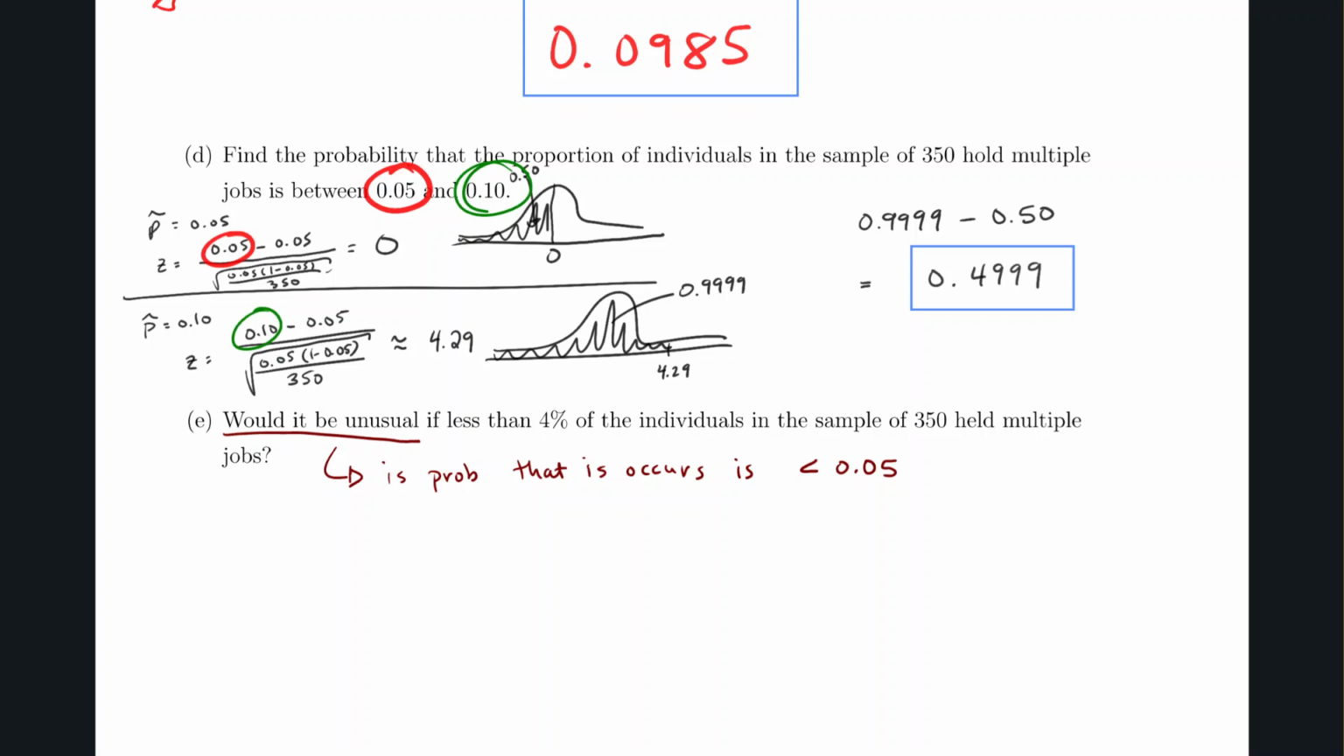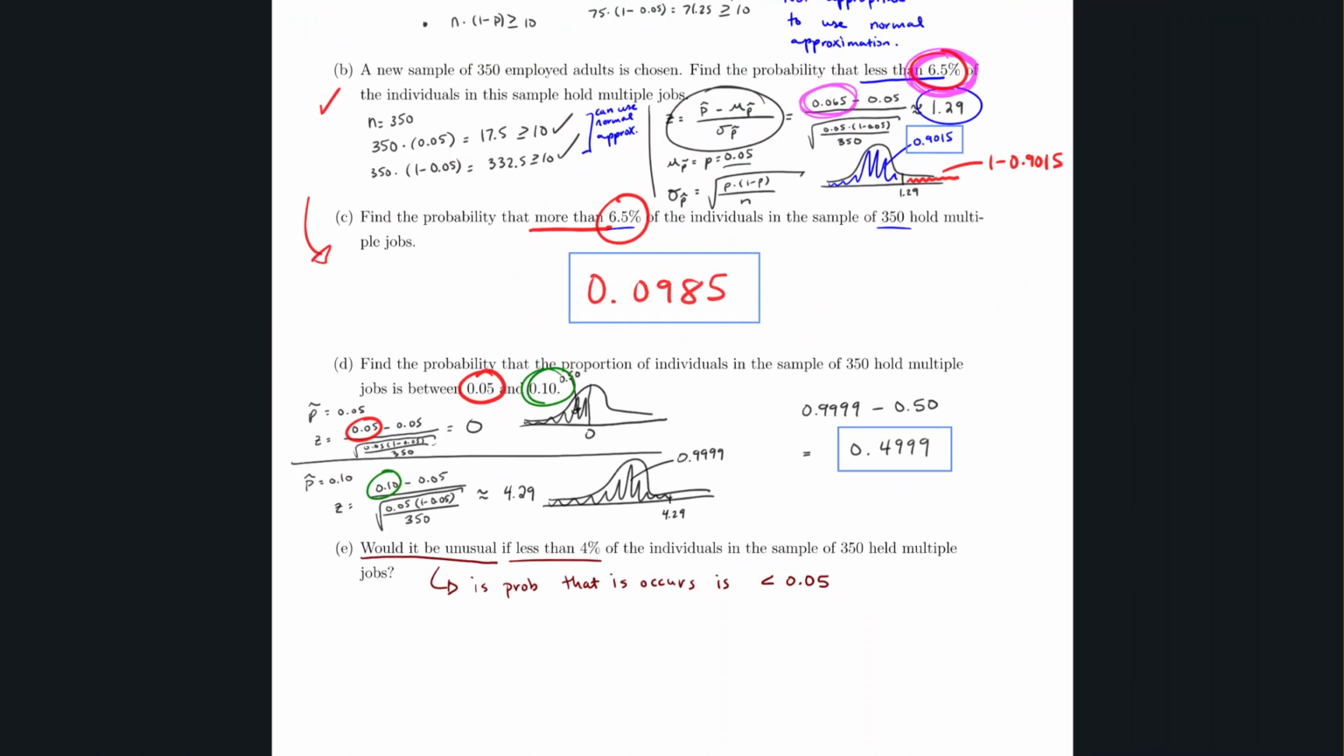So part E is asking us to calculate the probability that less than 4% of the individuals in the sample hold multiple jobs. What is this 4% value? Of all the variables that we've named in this problem so far, 4% represents which variable? 4% represents a new sample proportion, a new p hat. 4% can be changed into the decimal value of 0.04. Where does p hat come into play? We use p hat in our z-score formula, along with mu of p hat and sigma of p hat. That gets us our z-score.